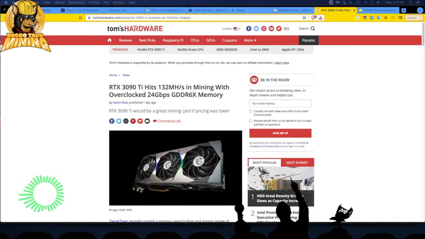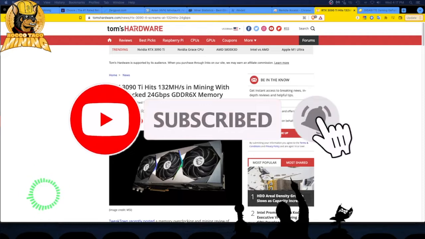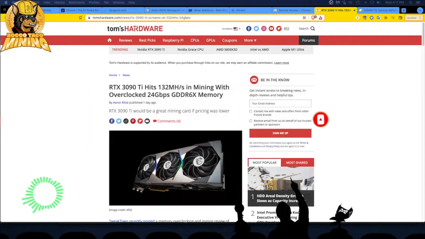Today we have an article here on the RTX 3090 Ti and its mining performance. This is from Tom's Hardware. So the RTX 3090 Ti, or Ti, whatever you call it, hits 132 mega hash, probably on ETH hash, in crypto mining with the overclock to 24 gigabytes per second GDDR6X memory. The RTX 3090 Ti would be a great mining card if pricing was lower.